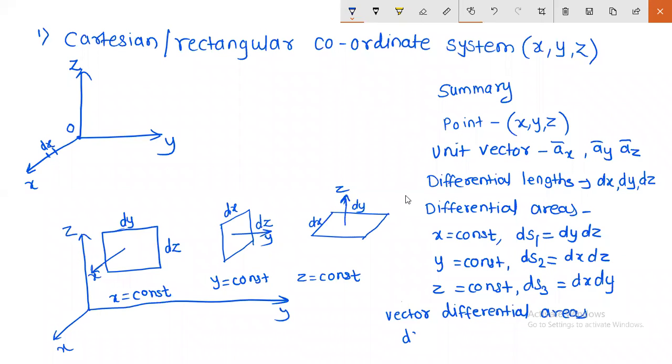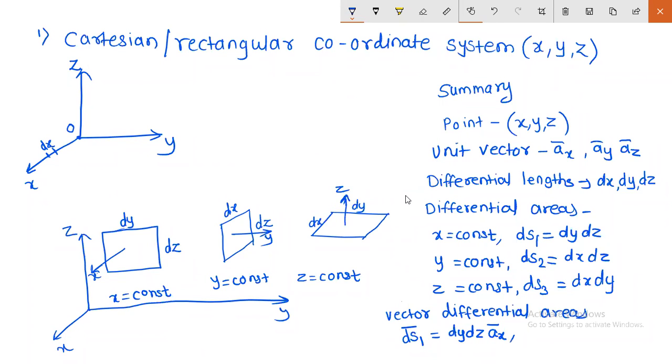So if x is equal to constant, then if this is a vector, then this is ds1 bar. If x is equal to constant, then your differential area is dy dz. But as this is a vector quantity, therefore, you should multiply by unit vector, right? But what is the perpendicular vector to this plane? That is the x direction. So this should be a bar x.